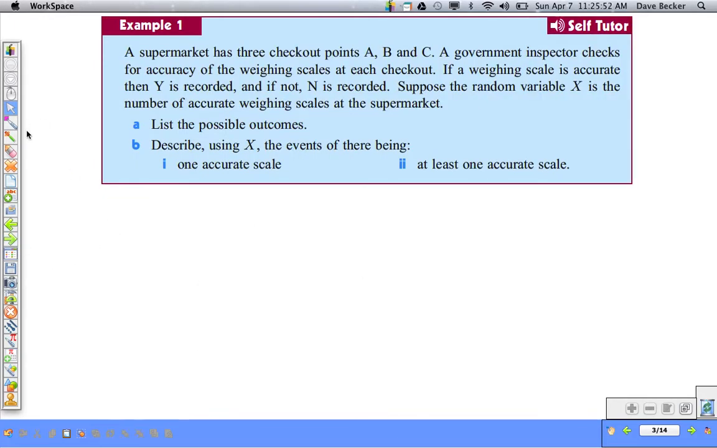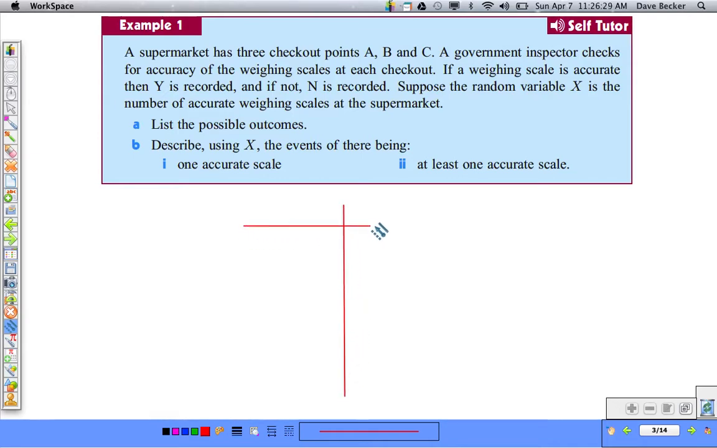Okay, so just a quick example. Let's say we have a supermarket and an inspector is coming along to check if a weighing scale is accurate. They are going to record a Y if it is and an N if it is not. Suppose the random variable X is the number of accurate weighing scales at the supermarket. List the possible outcomes. I'm just going to make a little chart here, nice and neat instead of my usual scribbly stuff. We'll list our cash registers, A, B, and C, and then we'll list whether the cash register is working.